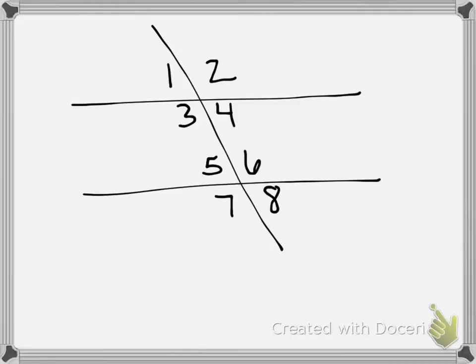We have corresponding angles, which are angles that are in the same location in relation to the parallel lines and transversal. So angle 1 is above the parallel line and to the left of the transversal, just like angle 5. So they are corresponding angles.